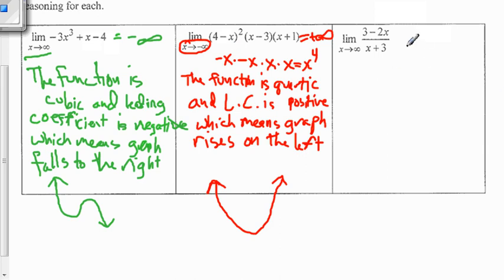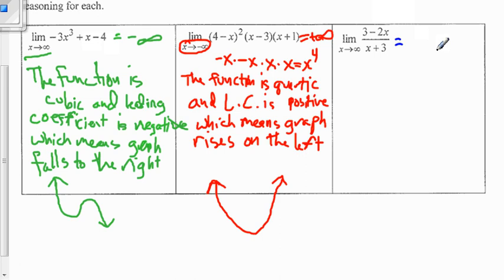All right, last one. This last one, I have a rational function, and the degree of the numerator is equal to the degree of the denominator, and whenever we get that, we get a horizontal asymptote, which ends up being a ratio of the leading coefficients. So even though the 3 comes first, the leading coefficient is really negative 2, so we end up getting negative 2 over 1, so there's a horizontal asymptote at negative 2, and I'll write this out.